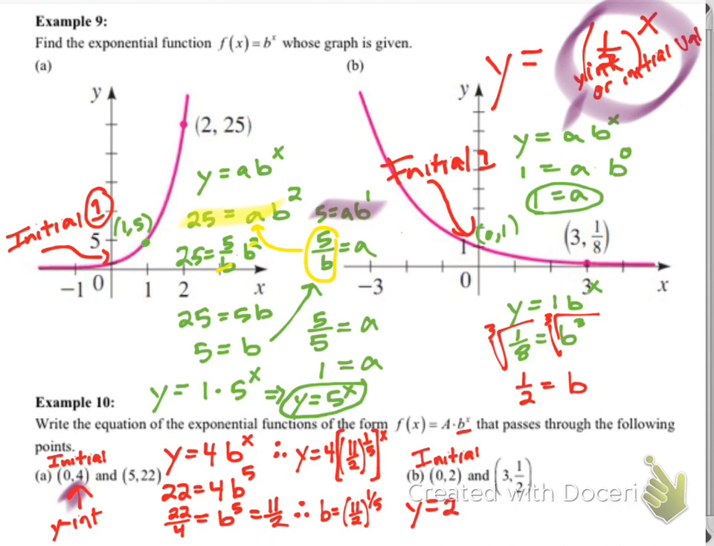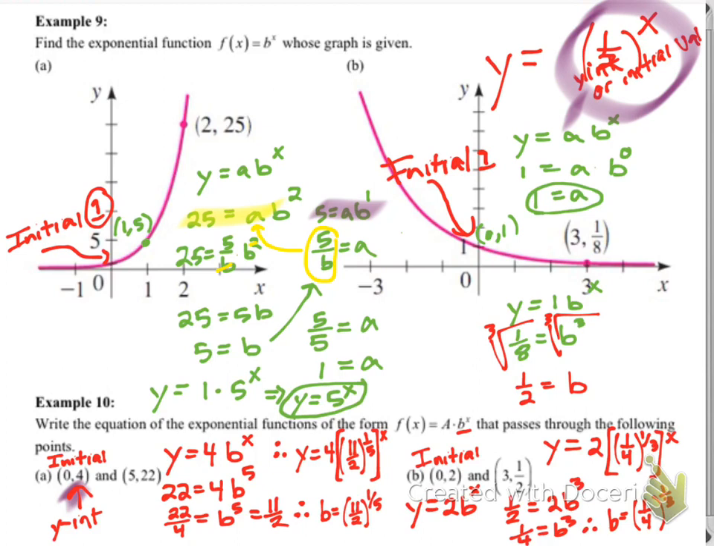Alright, let's do another one. Initial value of 2, so that's our a value. We are going to put in 3 and 1/2 for x and y respectively. Okay, so I did that substitution for you. We are going to solve for b by dividing both sides by 2. A half divided by 2 is 1/4. And then we're going to cube root both sides or raise it to the 1/3 power. Either one's fine. Now we can write it. We're good to go. We have an a of 2 and a b of 1/4 to the 1/3.